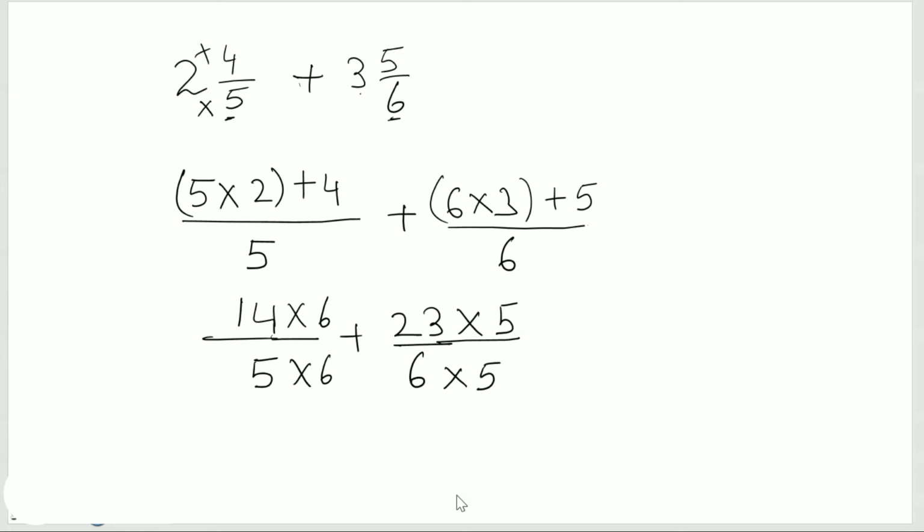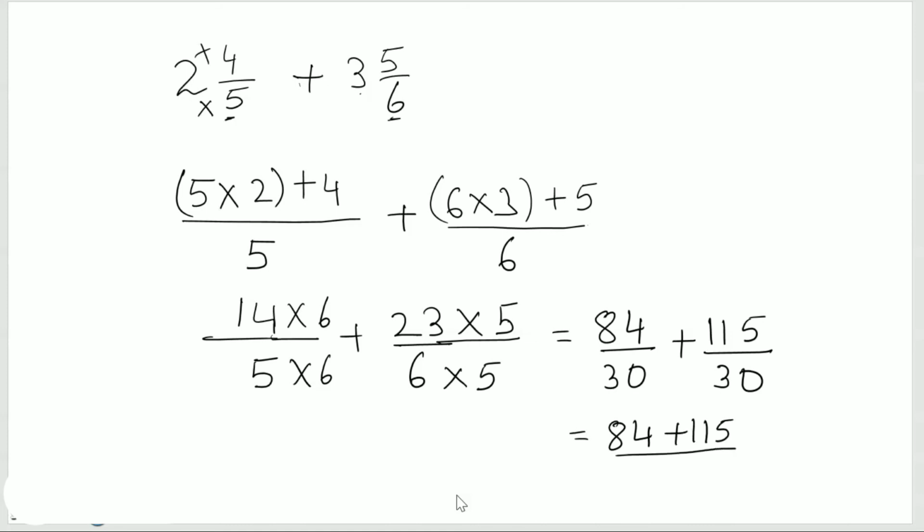Okay, 14 times 6 is how much? 6 4s are 24, so 84. 84 by 30 plus 5 3s are 15, 1 carry over, 5 2s are 10, 11, so 115. Now I got the same denominator, so just add up the numerator. That is 84 plus 115 by 30, right? So 5 plus 4 is 9, 8 plus 1 is 9, 199 by 30.